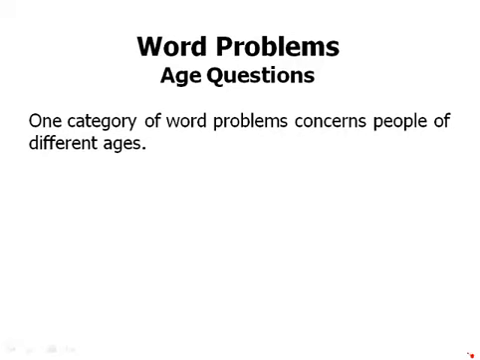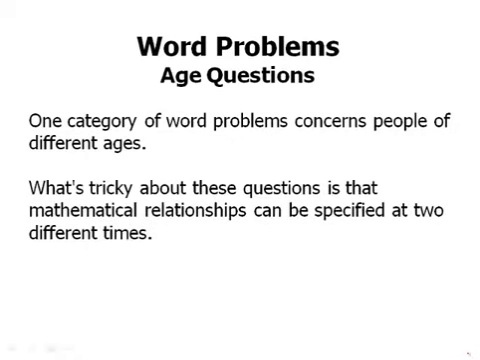Now we're done talking about general word problem strategies, and we can get into the particular question types. So the first question type we'll talk about are age questions. This category concerns people of different ages. What's tricky about these questions is that mathematical relationships can be specified at two different times. Right now, here's one relationship they have, and then so many years in the past or so many years in the future, here's another relationship they have.